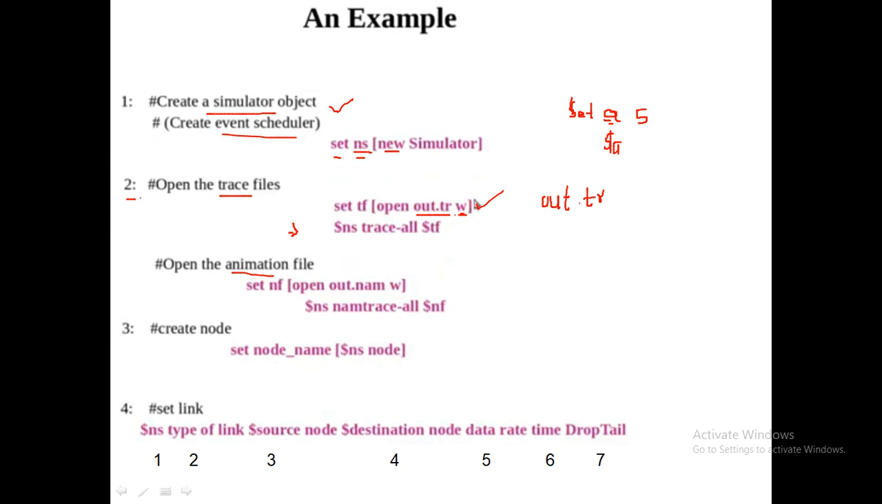Now you know that ns is what? ns is just an object of this class Simulator. Now $ns, remember carefully, $ns space trace-all. Trace-all in small letters. Now this is a command. Now what we are doing when you are saying trace-all space again $tf.